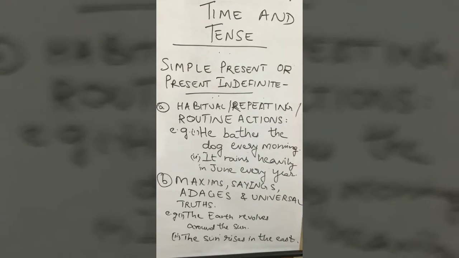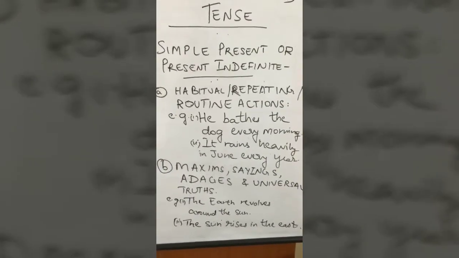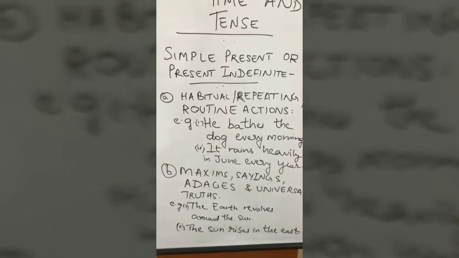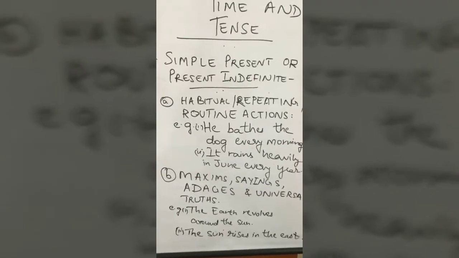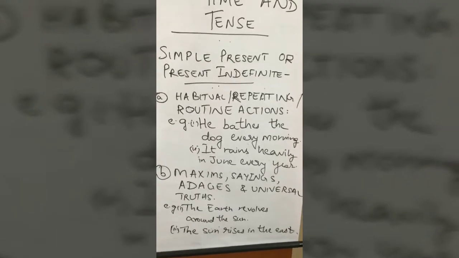Similarly, it rains heavily in June every year. It's a habitual or a repeating action, right? Because it's happening every year in June. It's wrong to say it is raining heavily in June every year.